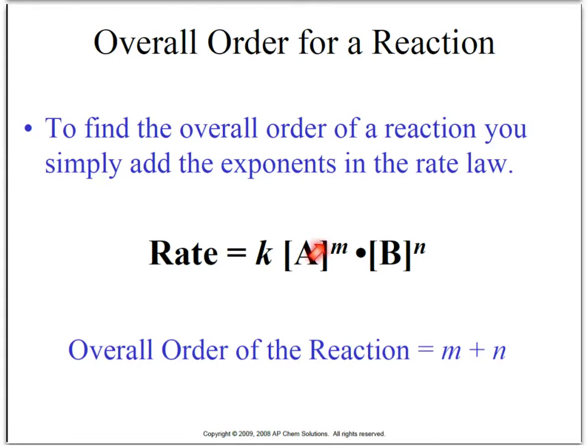So reaction order, such as the M and the N right there, would apply to a single element or compound in the reaction. So A could be second order and B could be 0 order or first order. It depends. We'd have to look at experimental data to find out. But the overall order of the reaction in general, so the whole thing, would be the addition of those particular orders. So if A was second and B was 0, then the overall order would be 2 plus 0, which would be 2. So this whole thing would be a second order reaction.